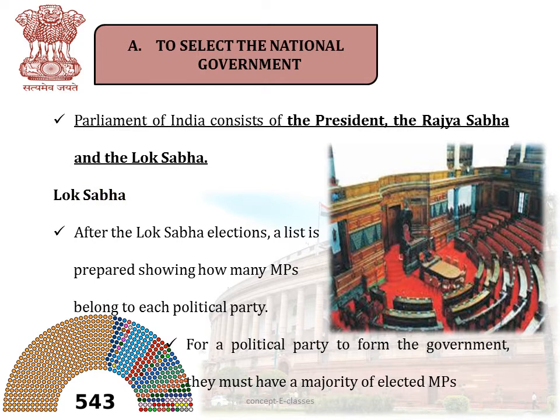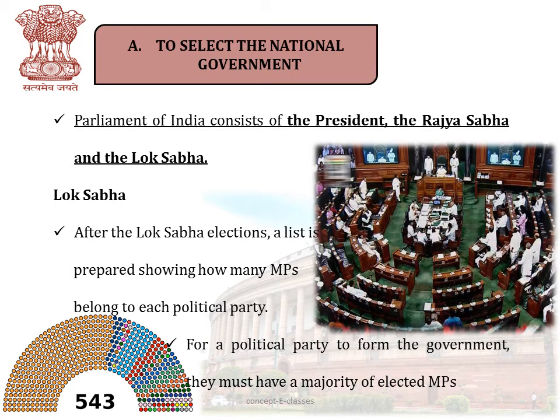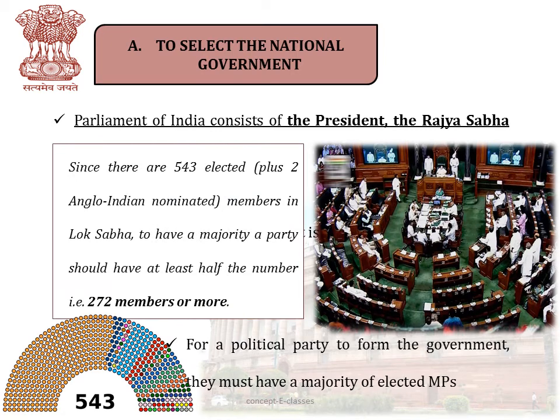So first let's study about the Lok Sabha. Now after the Lok Sabha elections, just as we saw in the last slide, through the process of elections, a list is prepared showing how many MPs belong to each political party. And for a political party to form the government, it must have a majority of elected MPs. We know there are a total of 545 seats in the Lok Sabha, that is 543 elected plus 2 Anglo-Indian members, who are nominated. And to have a majority, a party should have at least half the number, that is 272 members.